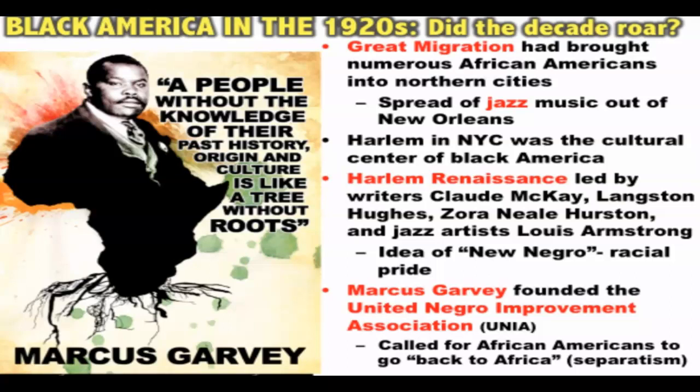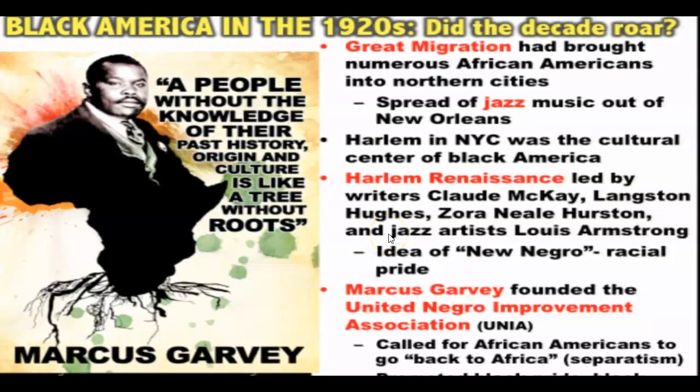What Marcus Garvey is largely known for, besides founding the UNIA, is that he was calling for African Americans to actually go back to Africa. It was known as his Back to Africa movement, and he promoted Black pride. He called on African Americans to own Black businesses and eventually travel back to Africa and separate from white American society.